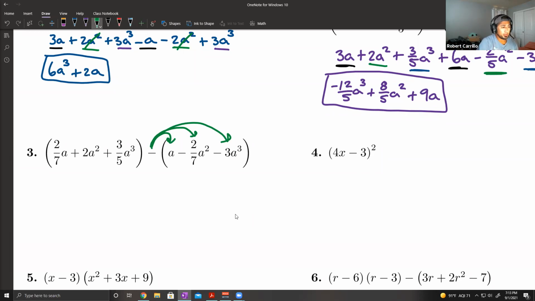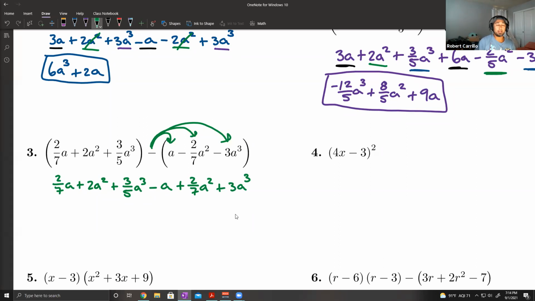So the first one stays the same, drop the parentheses, 2/7 a plus 2a squared plus 3/5 a cubed. Now we distribute that negative: negative 1 times a, negative a. Negative 1 times negative 2/7, positive 2/7 a squared. And negative 1 times negative 3a cubed, positive 3a cubed. Okay, we have successfully distributed the negative.